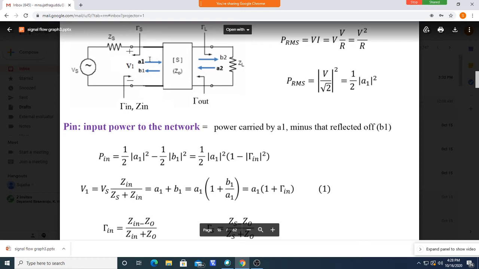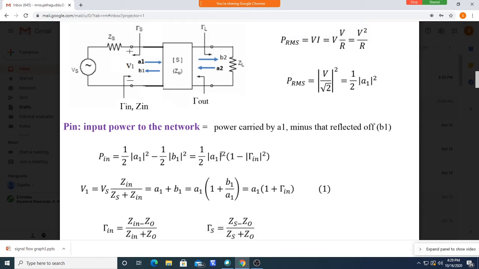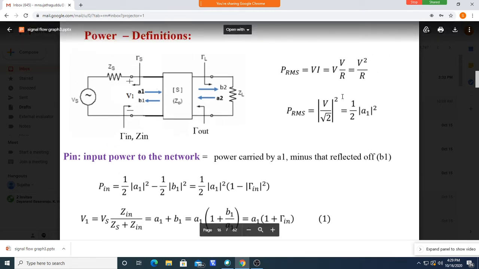A1 is a wave incident at port 1. It has a power. How do we calculate power here? Actually it is a voltage. If you take the square of this magnitude, because it is complex, it has a magnitude as well as a phase. So take the magnitude, square that, A1 magnitude square, that gives the power. And we are taking RMS power, which means a factor of 1 by root 2. You already studied RMS.